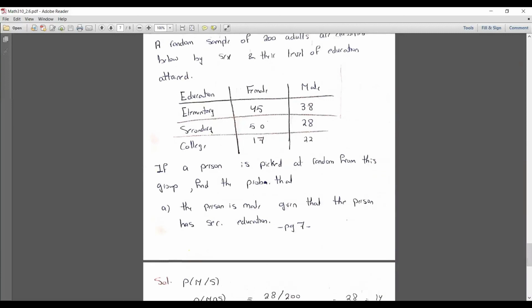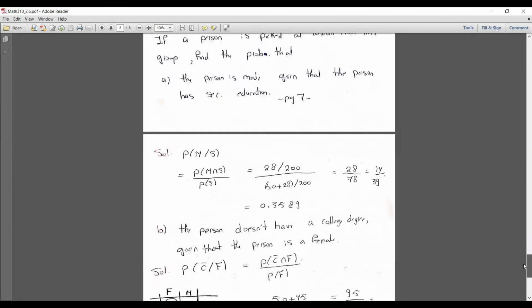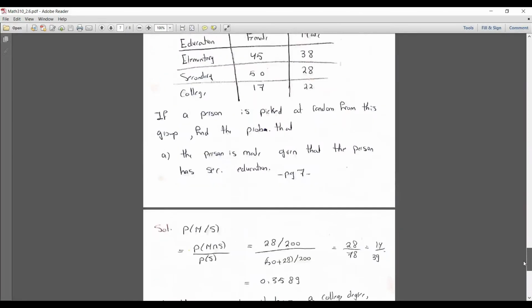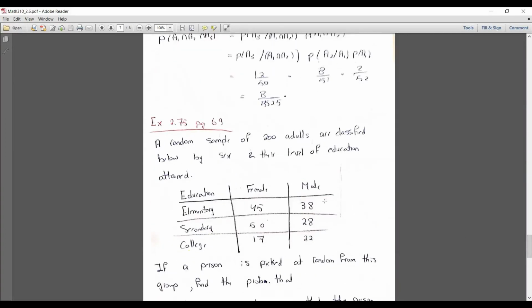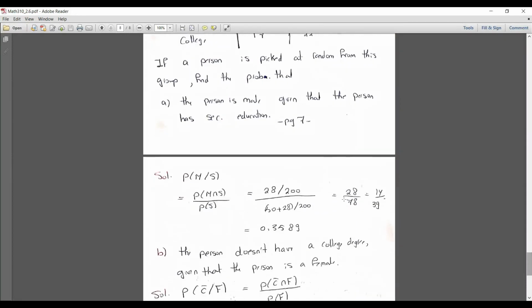And male, what's the total for the male, guys? 38 plus 28 plus 22. Sorry, guys, male intersection S. The total number of males is 38 plus 28 plus 22. But here, what do we want? We want P of male and secondary, it will be 28. So we're going to put 28 out of 200 over 50 plus 28 out of 200.